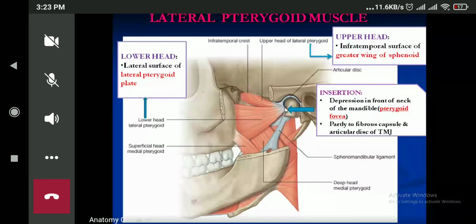Origin is like this, insertion is like this, and from insertion to origin we have to pull like this. So when you pull like this, will the mandible move anteriorly or posteriorly? There will be protraction or retraction. That is all I asked. Protraction. Protraction means, right? This will cause protraction. Will it cause closing of the mouth or opening of the mouth?